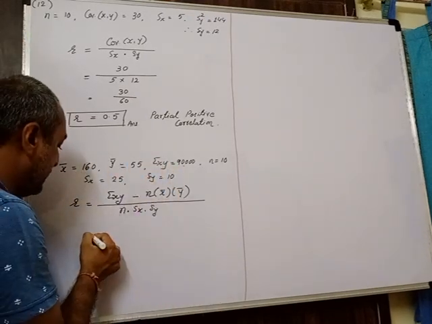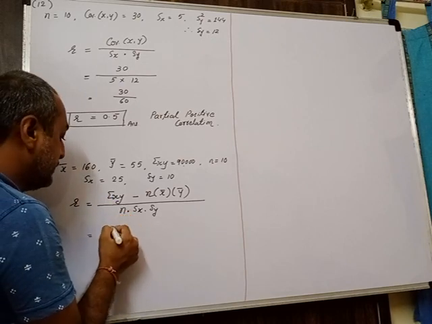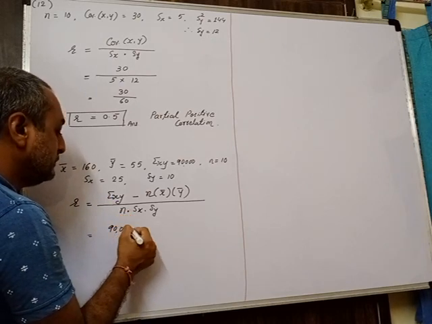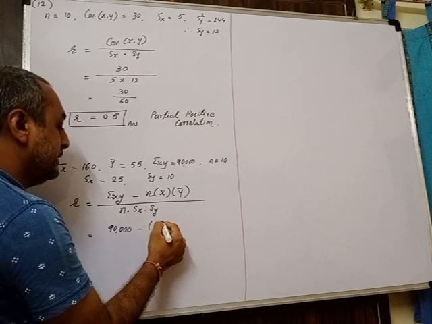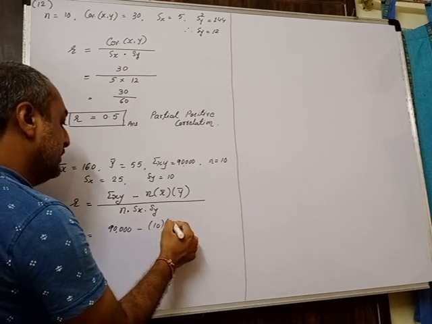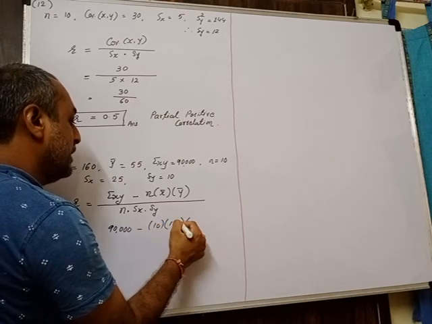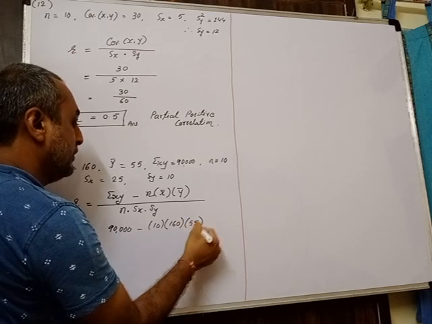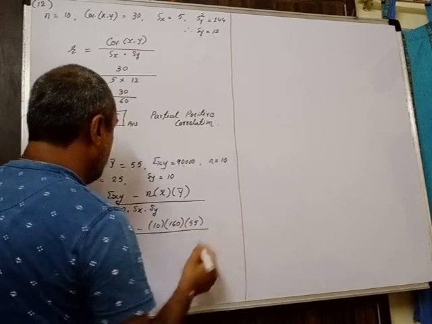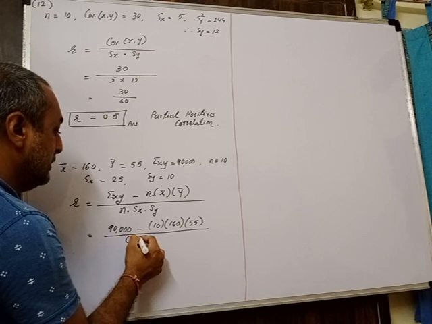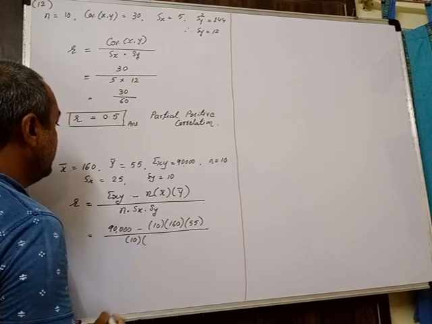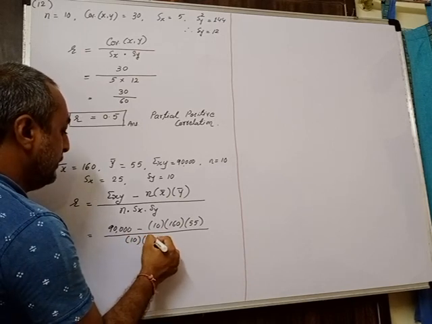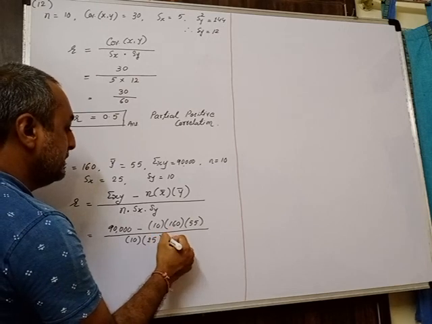Now replace the information. So sum of xy is 90,000 minus n is 10 into x bar is 160 into y bar is 55, divided by n is 10 into sx is 25 into sy is 10.